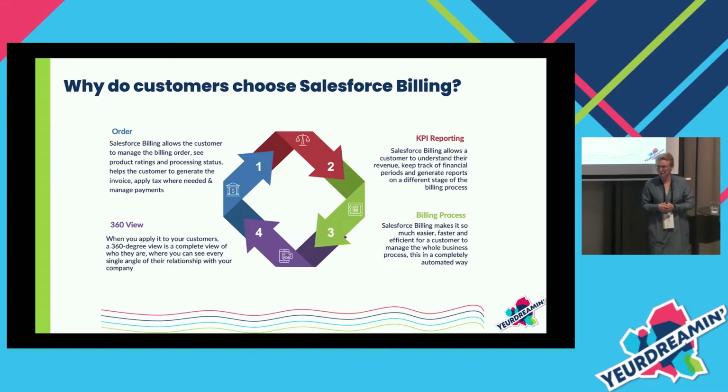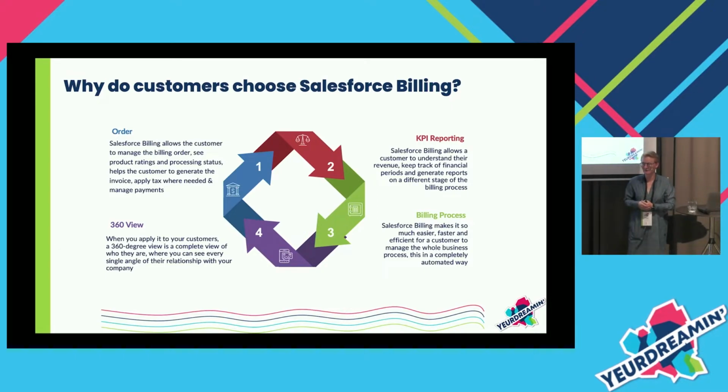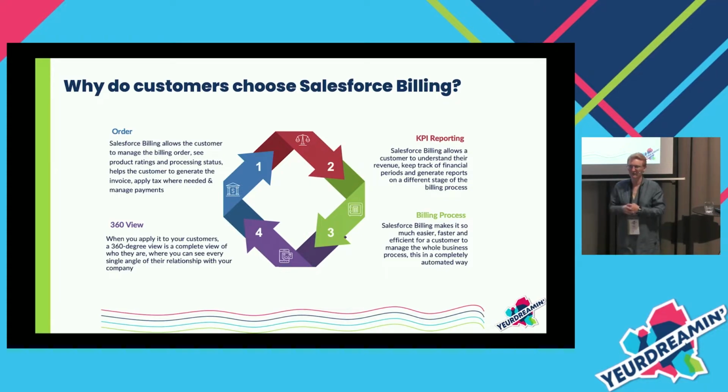And then obviously the fourth reason, I've already talked about that, is because of the 360 view, right? We have our account, we have our opportunity, we have our quote, we have an order, we have our invoices, we have our payments, we have our revenue transactions, we have our GL transactions. So everything on one platform and a complete 360 view towards the customer from lead to cash. That's one of the main reasons.